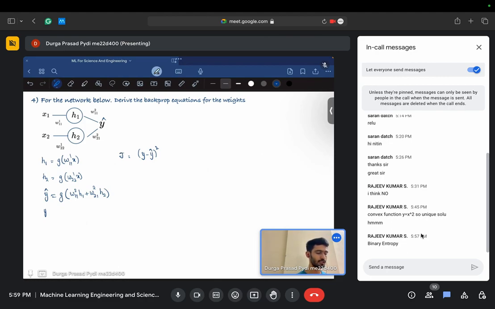My objective is to update the weights, for which I would need the gradient values. What are the values I would need? I would require the gradient of the cost function with respect to all the weights. This is what I would require. So how do I calculate this? We do this using the chain rule.